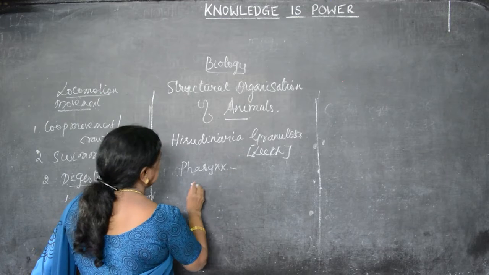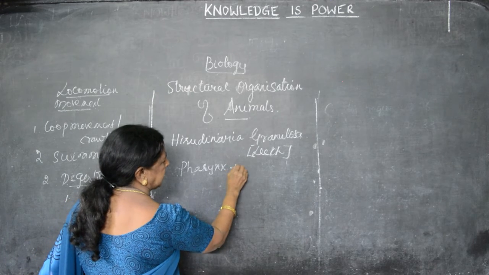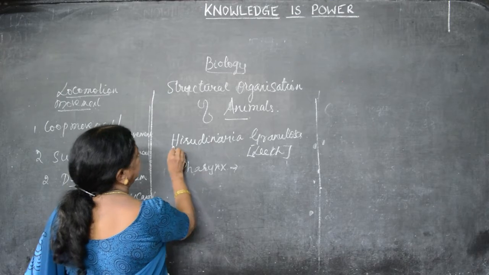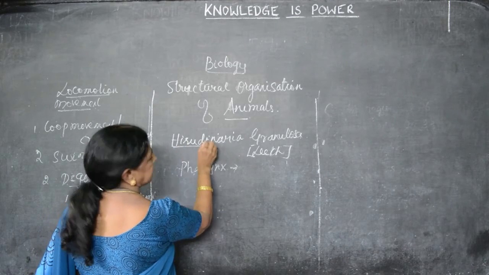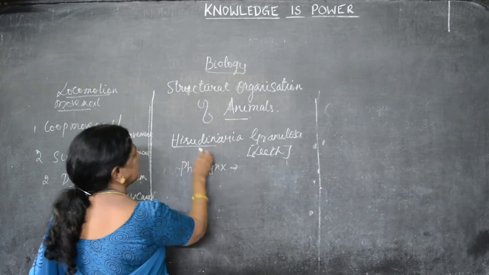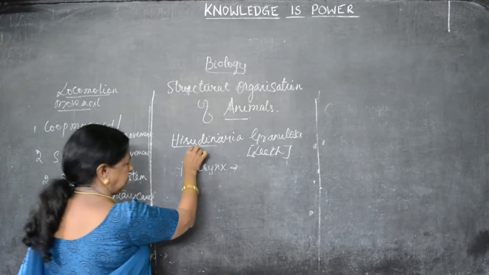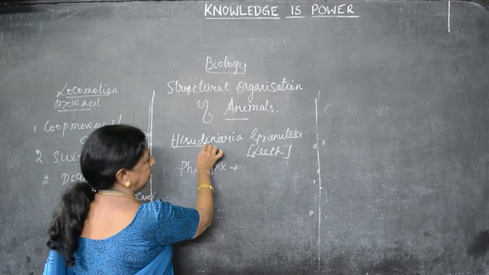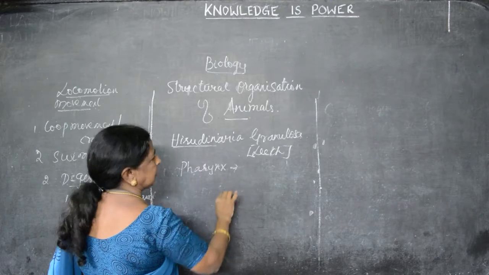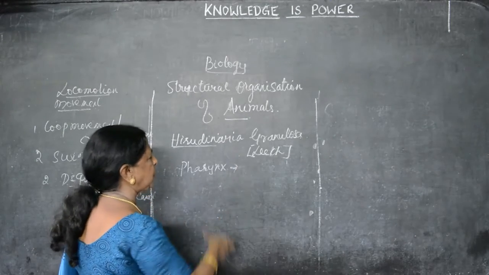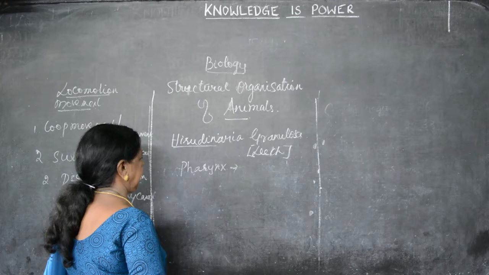Then what is there? The food of the leech is only blood. I said already, hirudin is the protein present in the blood. This helps the organism suck the blood, and it makes the blood not clot, that is, coagulation of blood. So the blood doesn't clot and stays liquid. So it can easily suck it from the prey, from the victims.